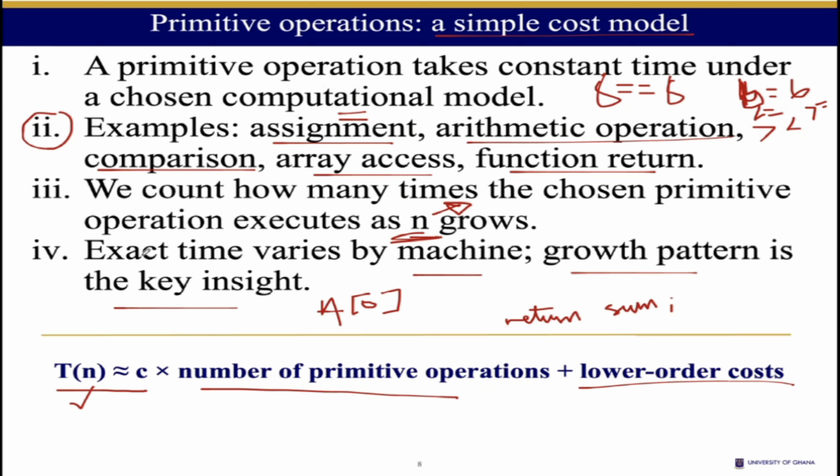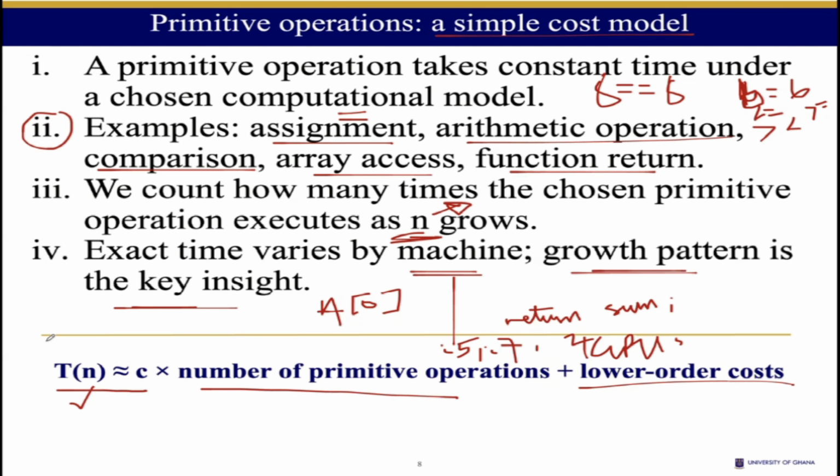And we said that the exact time varies by the machine. So depending on the requirements of the machine, some may have an i5 with a certain system requirement, some may have an i7, some may run on a server with maybe 4 GPUs. So it means that based on the system requirement, the growth pattern of n will be seen as a key thing in there.